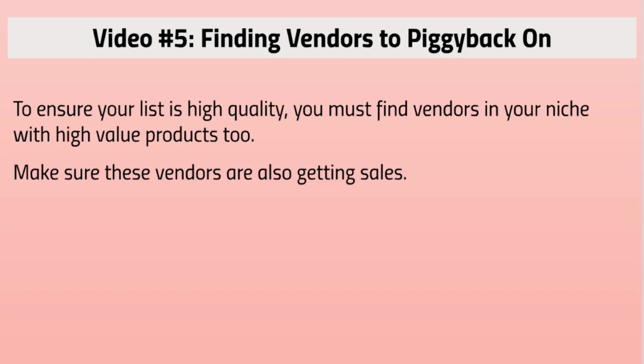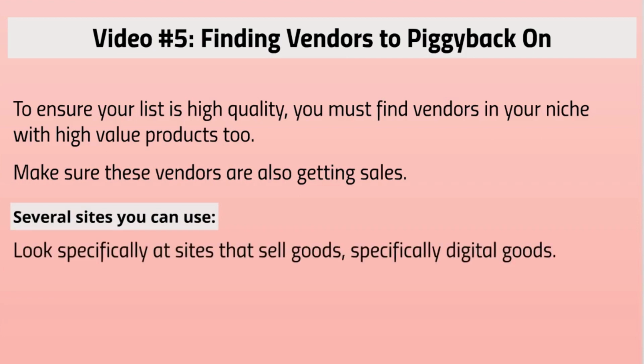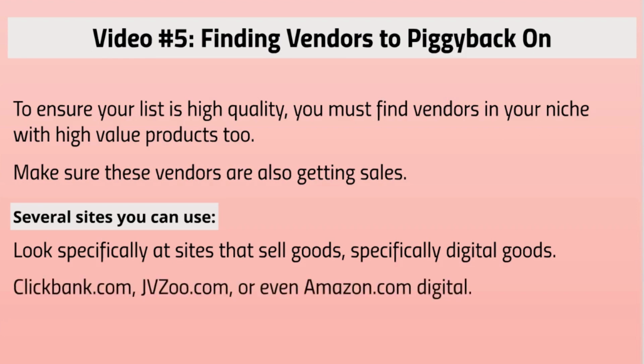So you want to make sure that the vendors are getting sales and are high quality. There are several sites that you can use to find these vendors. Keeping that in mind, you want to look specifically at sites that sell digital goods, if you are selling a digital book, a digital video course, or something digital or intangible. You could technically look at sites like Amazon.com, but most of those are selling physical goods. That doesn't mean you can't convert your product into some sort of physical good. You could approach it that way as well.